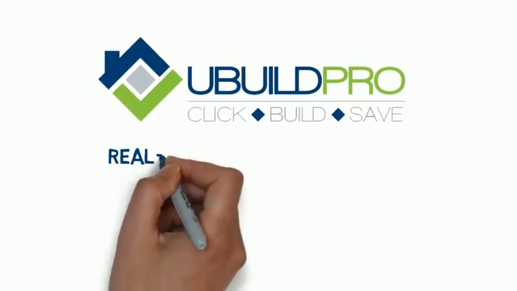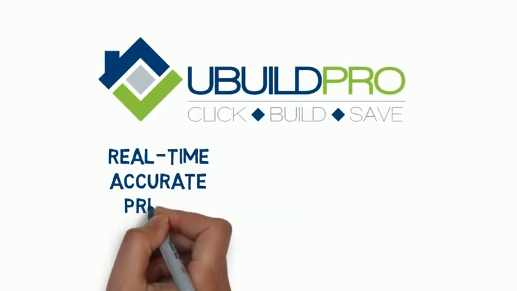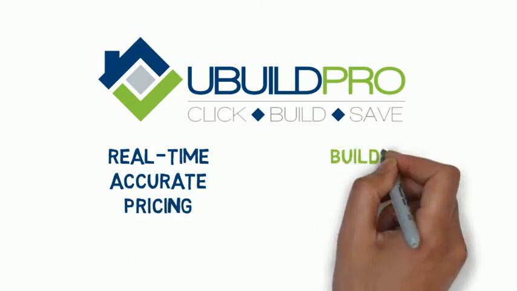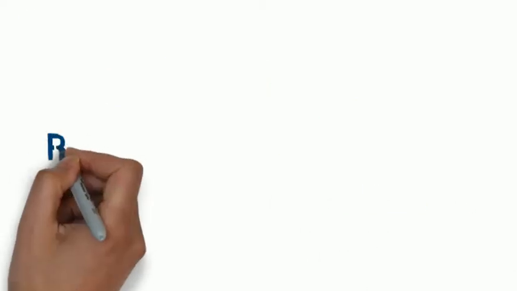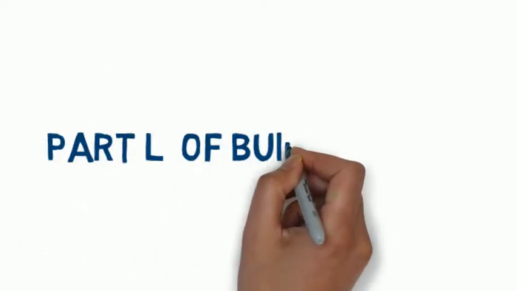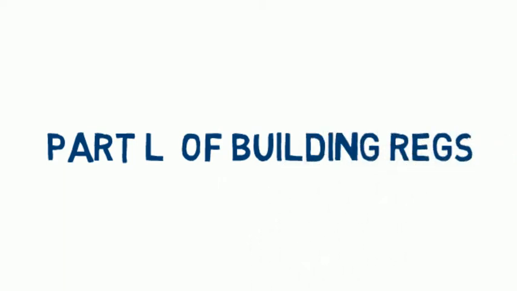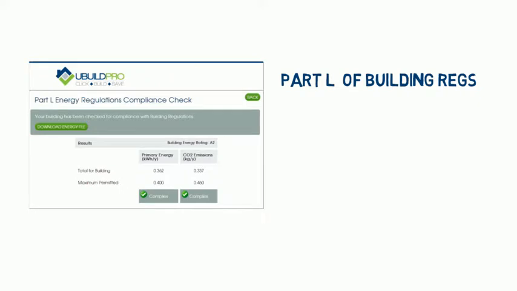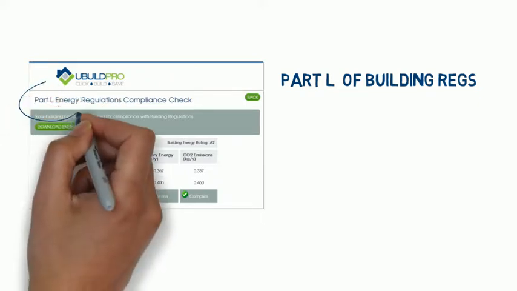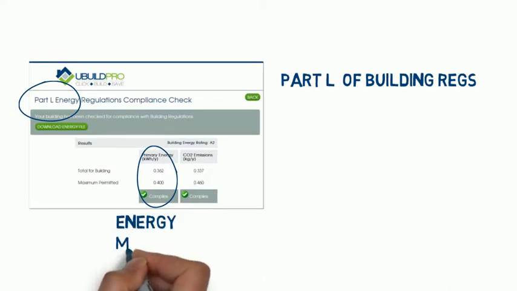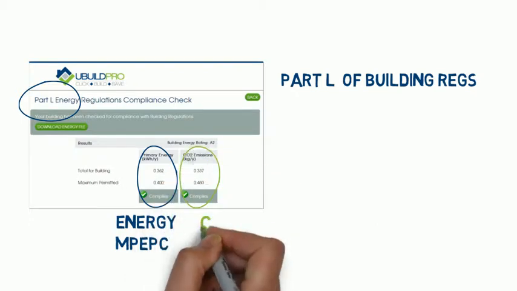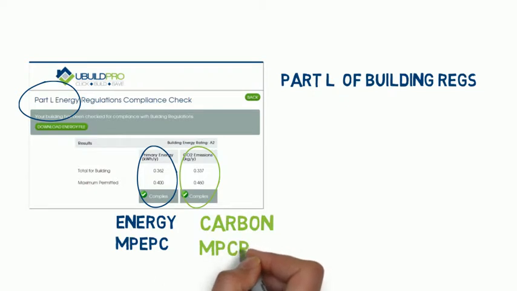At uBuildPRO, we are very focused on providing our customers with not just detailed house building pricing, but also guidance on compliance with mandatory building regulations. The principal document in the building regulations which sets out minimum requirements for energy efficiency is called Part L. To achieve compliance with Part L, new buildings must achieve the following: maximum permitted energy performance coefficient, MPEPC, should not be greater than 0.40. Maximum permitted carbon performance coefficient, MPCPC, should not be greater than 0.46.